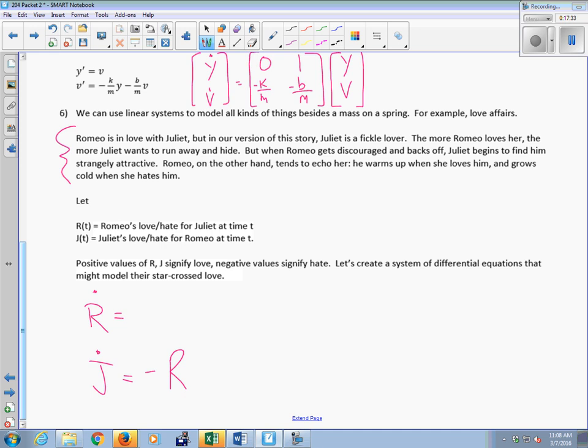All right, Romeo, on the other hand, echoes her, right? When she loves him, he warms up. When she hates him, he grows cold. So just J. Romeo's feelings change in proportion to Juliet's feelings. Okay, and I just chose the easiest coefficients here, 1 and -1. There's nothing in this description that tells you what the coefficients are. I just picked easy ones.